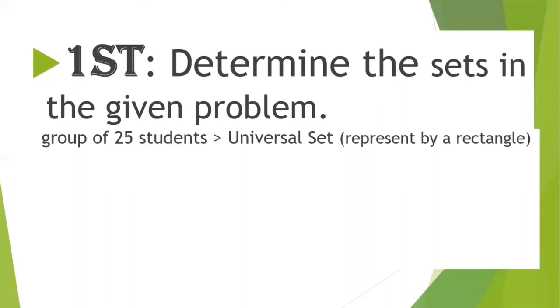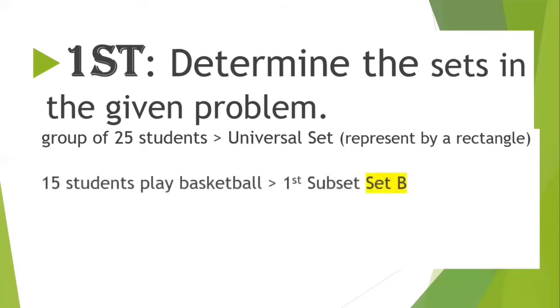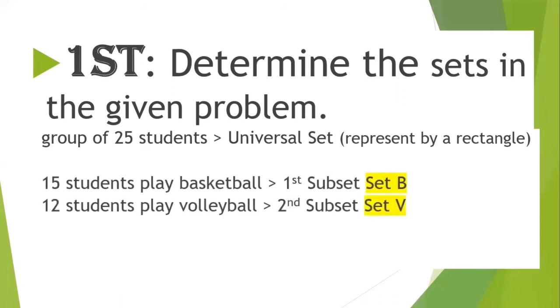Next, that is the first set. Next, we have the 15 students who play basketball. So yung first student na play basketball, this is the first subset, which is, ang pangalan niya ay set B. Tama? First subset, or what we call as the set B. Next, 12 students who play volleyball is the second subset, which is the set V. Ayan. Then we also have 2 students who do not play either sport.